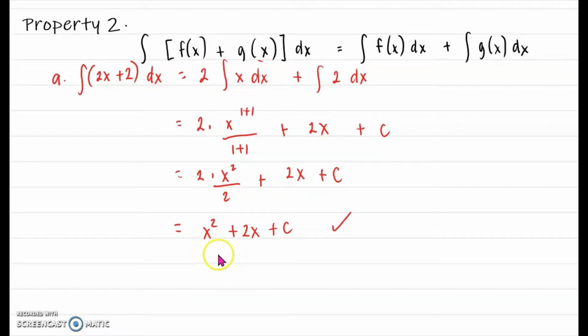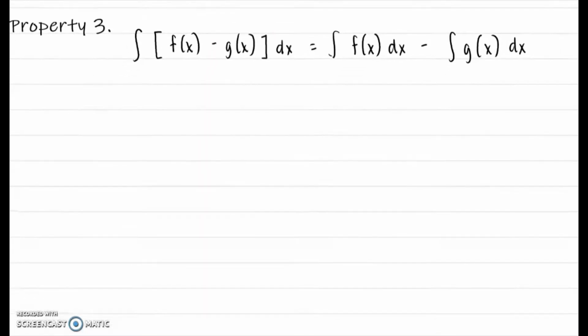Now rechecking, you can see here that if we try to differentiate x squared plus 2x plus c, then we'd really come up with 2x plus 2. So that's how anti-differentiation is basically the reverse process of differentiation.